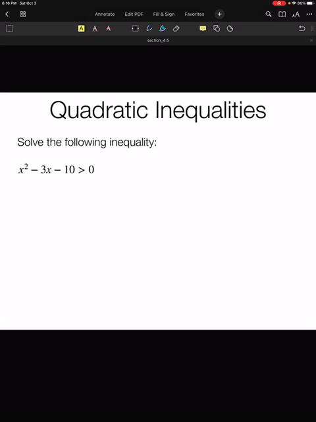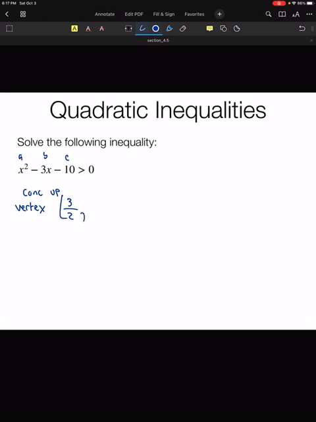Okay, so let's solve the inequality x squared minus 3x minus 10 is greater than 0. Because there's a positive 1 in front of the x squared, this is concave up. So we know it opens up. The vertex happens at, we have A, B, and C, negative B over 2A, so it happens at 3/2.